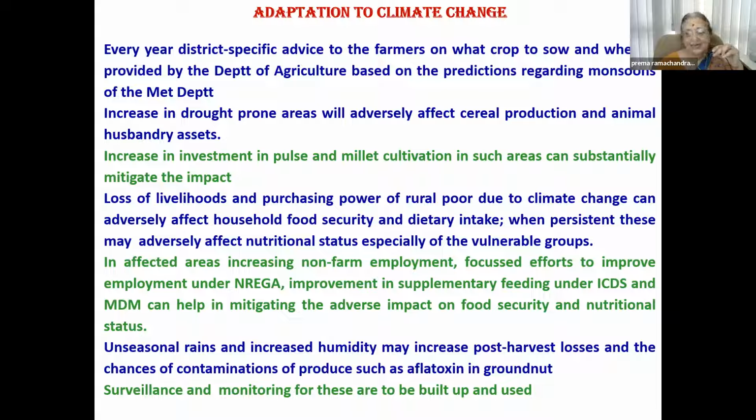Unseasonal rains and an increase in humidity will increase post-harvest losses and also cause contamination of foodstuffs, such as aflatoxin; I have taken that, but there are millions. To some extent, post-harvest losses can be diminished by increasing the use of electrical drying, especially for fruits and vegetables. Surveillance and monitoring are essential. They will take time. We have to be patient.